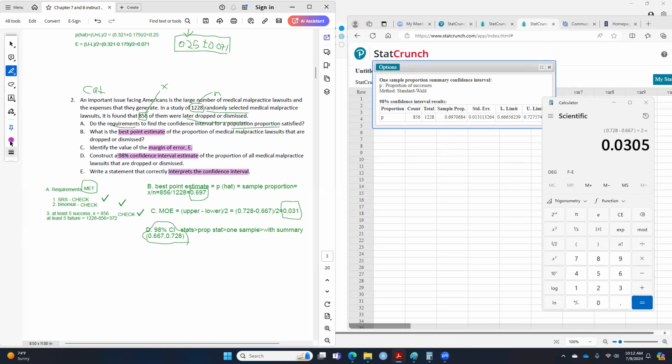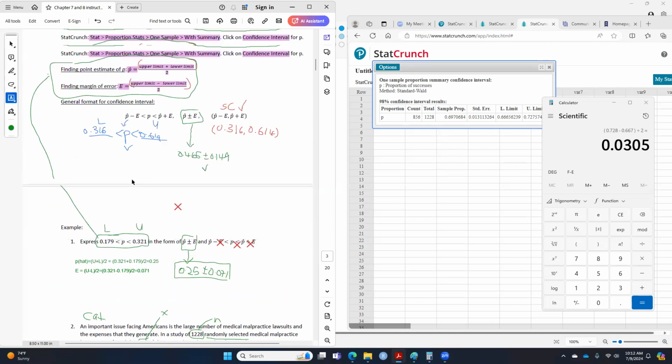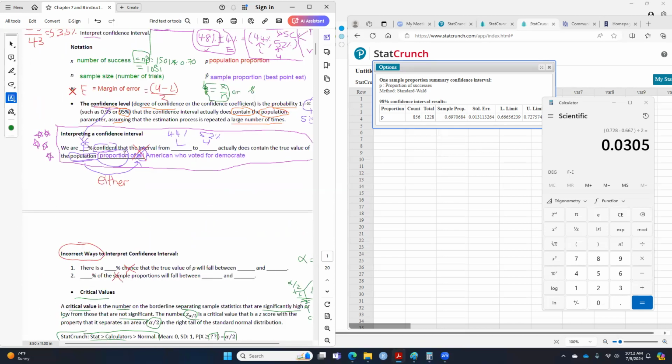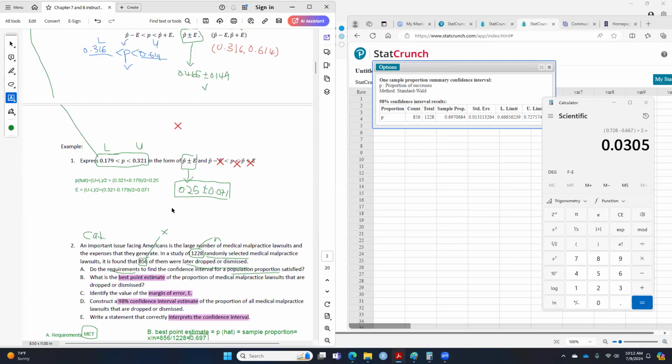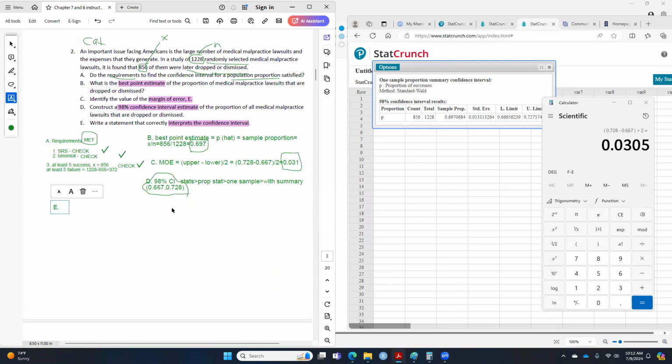So the last question, E, here is to write a statement to interpret the confidence interval. How do we write this statement? You look at the confidence interval, which is the one that I drew in the purple box here. Make sure you know how to interpret it. We are something percent confident that the interval from lower to upper actually does contain the true value of the population proportion of something. So this is how we interpret this. This is very important.